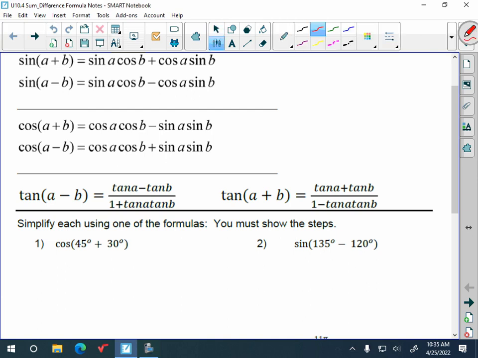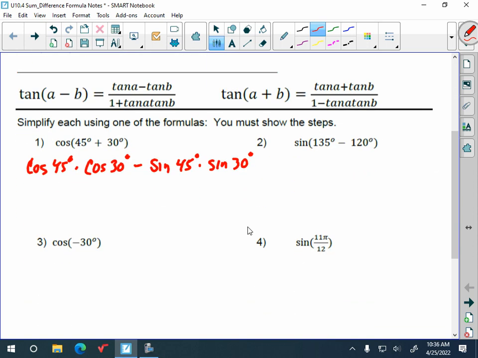All right, so this is the formula that we're going to use right here. So cosine of 45 degrees times cosine of 30 degrees minus sine of 45 degrees times sine of 30 degrees. All right, so that's step one. Make sure you pick the correct formula, and then we just substitute the angles in for A, and then the angles in for B. All right, now the second part deals with the unit circle.